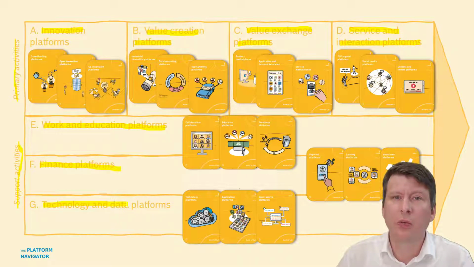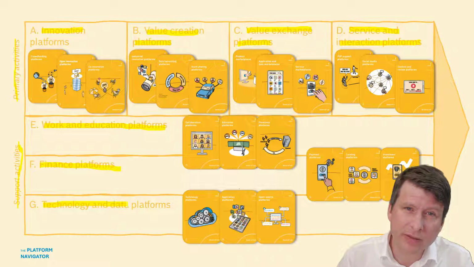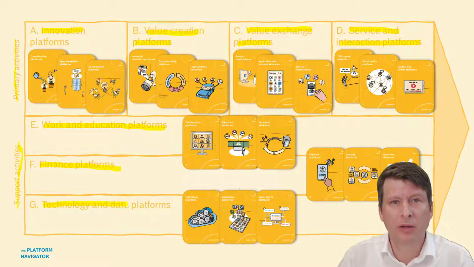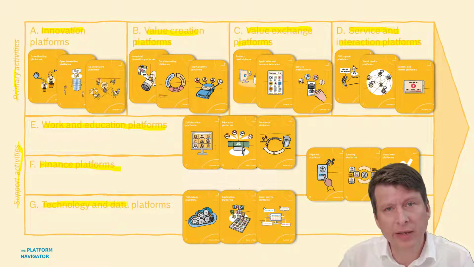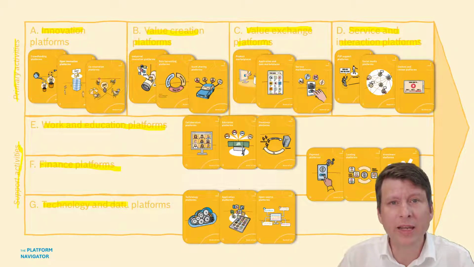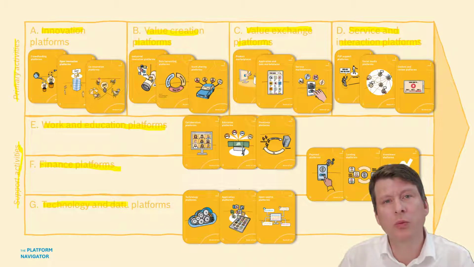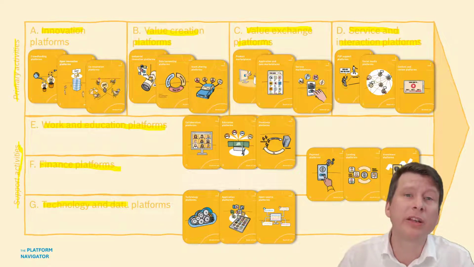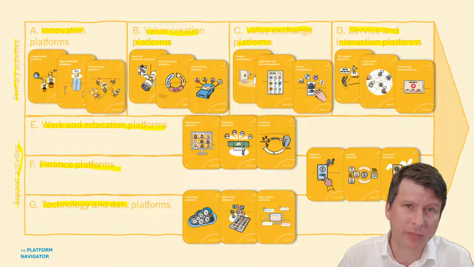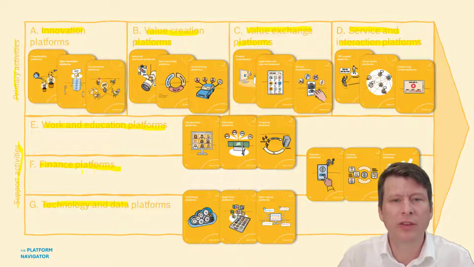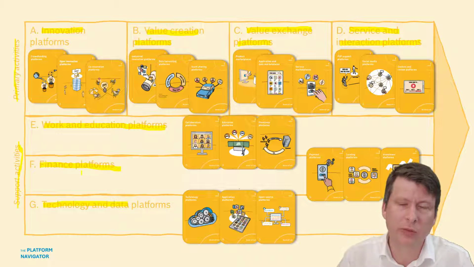So we defined 7 domains across the company. And for each of these domains, we provide you with 3 platform categories. And this shows you that your whole company is affected by the platform economy. So let's dive a little bit closer into the different platform categories which we highlight in the Navigator.